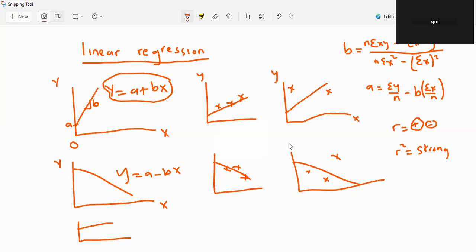Okay. So Collins, what's the second one? The one that helps you measure the strength? The coefficient of determination. Oh, okay.